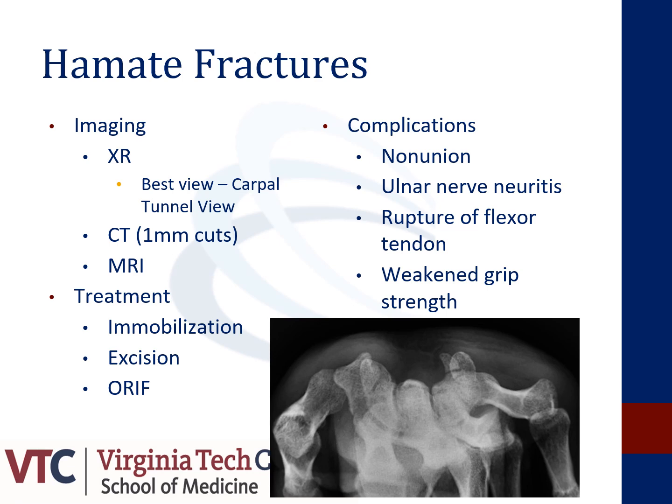Complications associated with hamate fractures are non-union. If you immobilize them, 50% of them will go on to non-union. You can also have ulnar nerve neuritis and rupture of the flexor tendons or tendon irritation, secondary to the location of the hamate with the traversing flexors of the small and ring finger and its relationship with Guyon's canal. If those complications arise, take that fracture fragment out. They do mention a weakened grip strength, but it is the option for athletes to excise that, and they have been able to return to play.